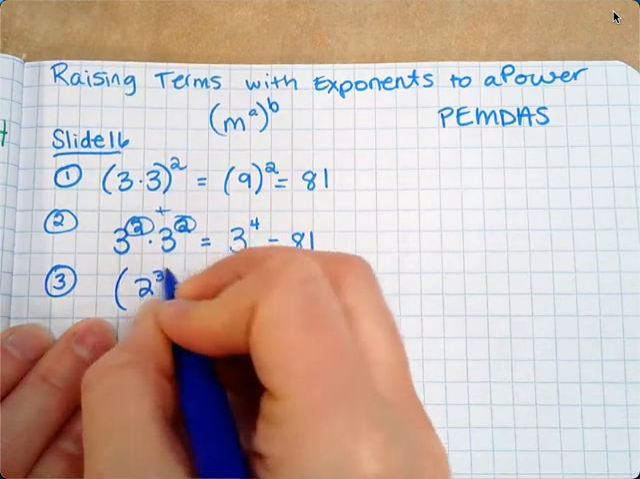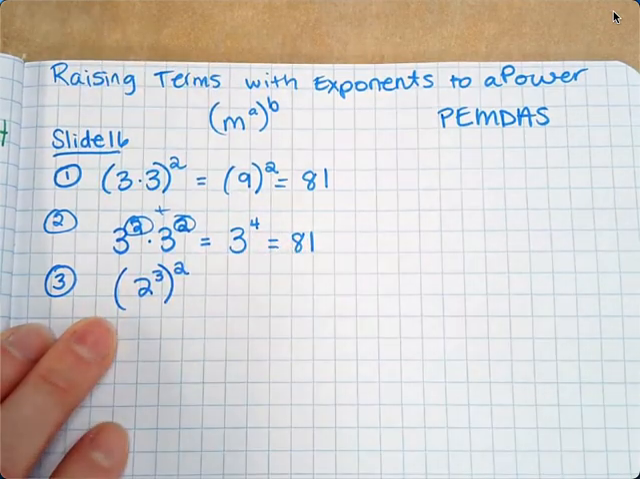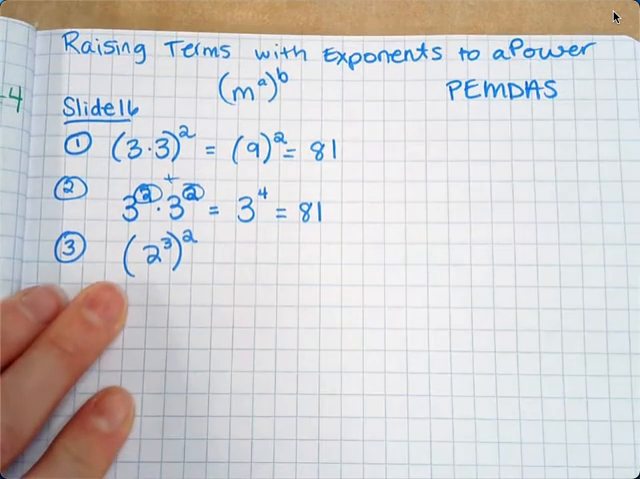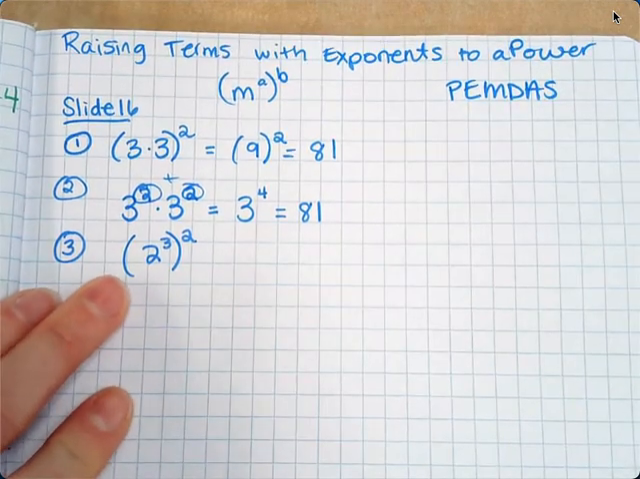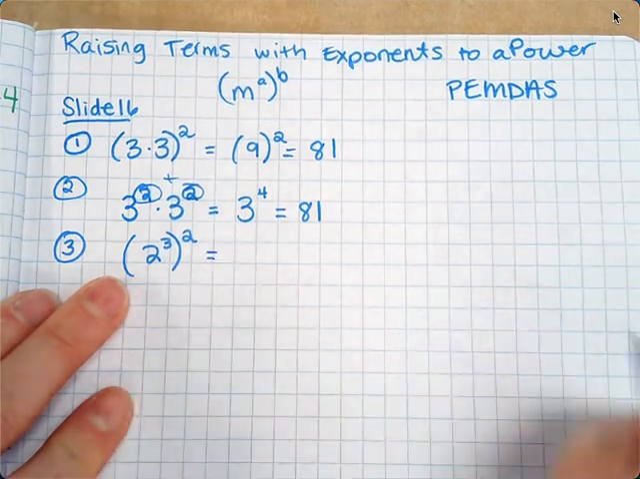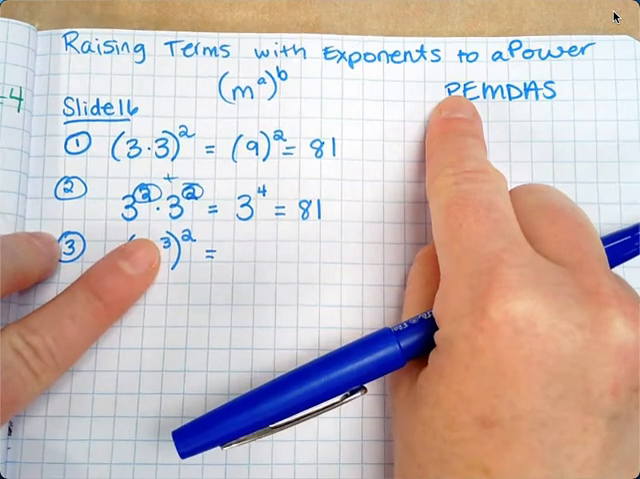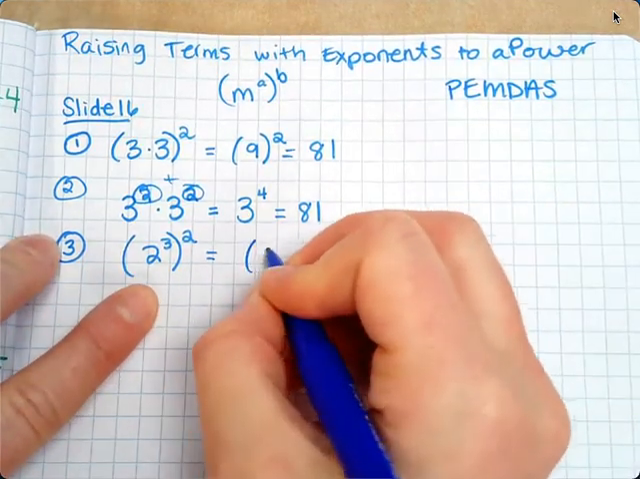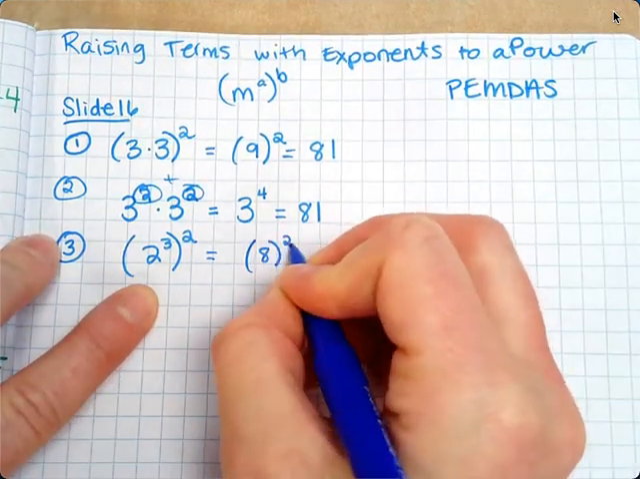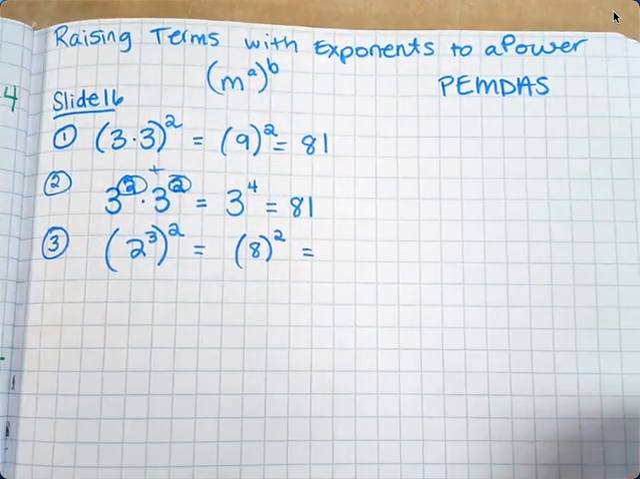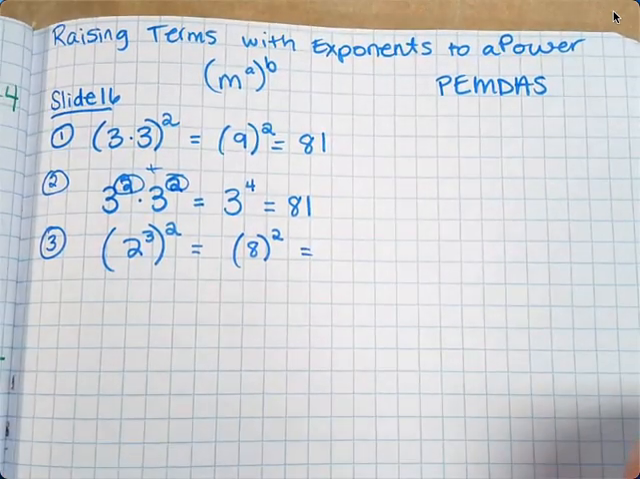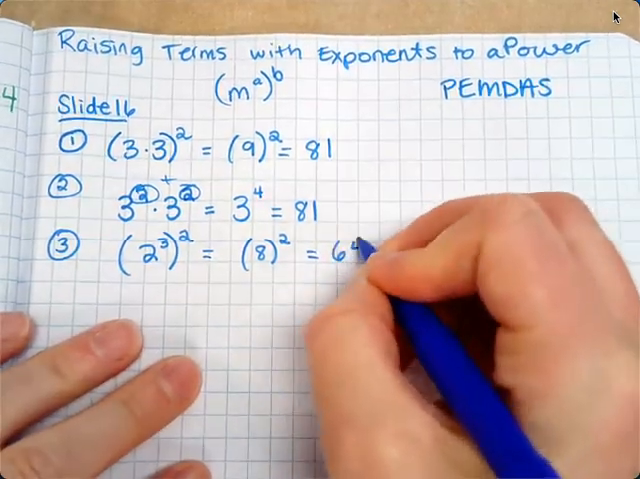2 to the 3rd, squared. So parentheses first. What is 2 to the 3rd power? 8, yep. Let's keep it in parentheses, squared. And then what is 8 squared? 64.